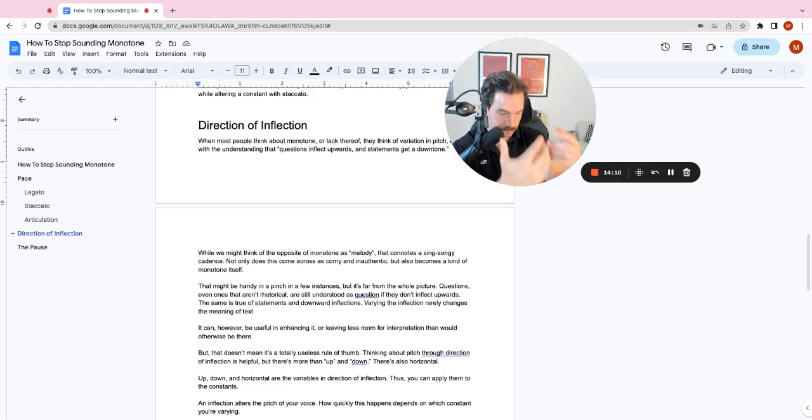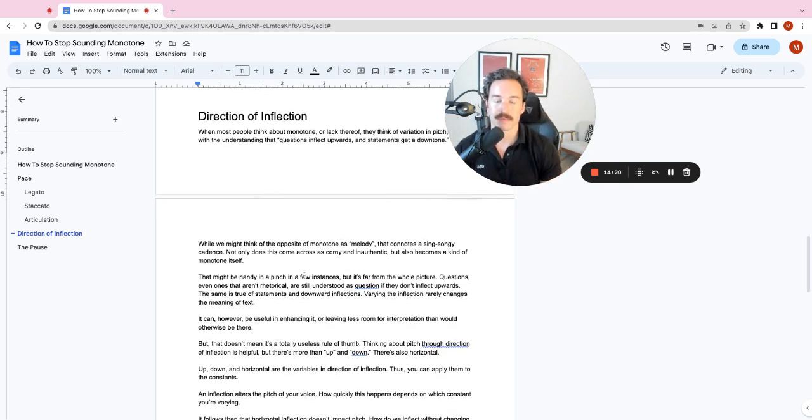Thus, the sing-songy cadence or the melody that we are then breaking up the monotony with, we get desensitized to it, and then it's monotone. So that understanding of questions inflecting upwards and statements inflecting downwards might be handy in a pinch for a few instances, but it's far from the whole picture, because questions, even ones that aren't rhetorical, are still understood as a question even if they don't inflect upwards. The same is true of statements and downward inflection. So varying the inflection rarely changes the meaning of the text.